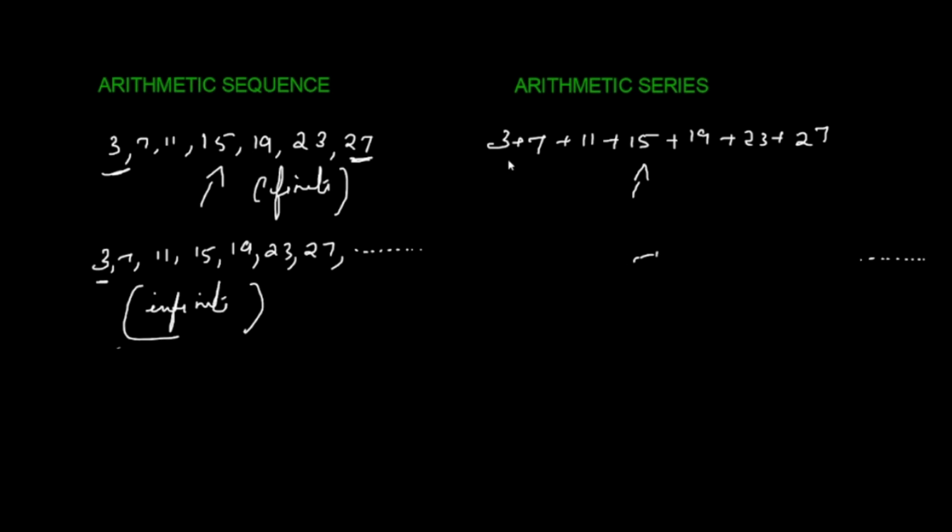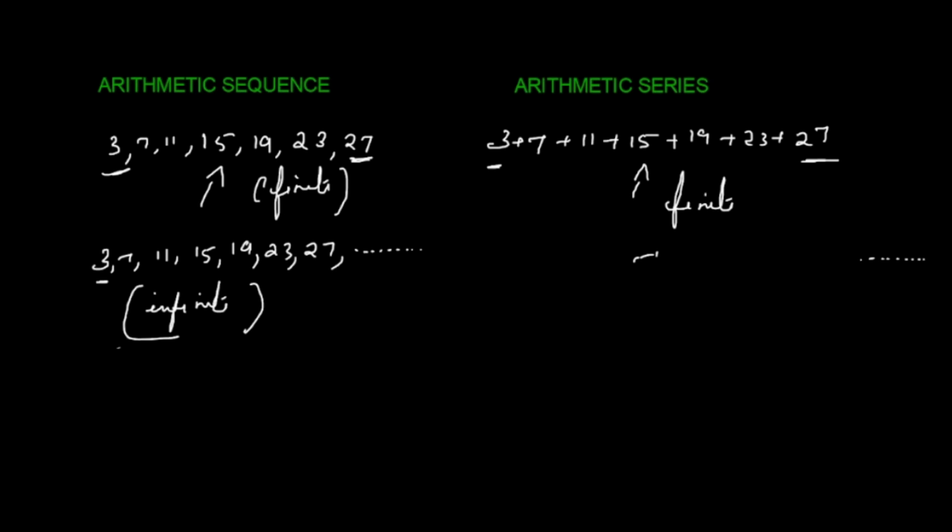Finite series is 3 plus 7 plus 11 plus 15 plus 19 plus 23 plus 27. You can see that it has a beginning number and an ending number, right? So it is actually a series, the sum of numbers. So we can say that this series is a finite series.